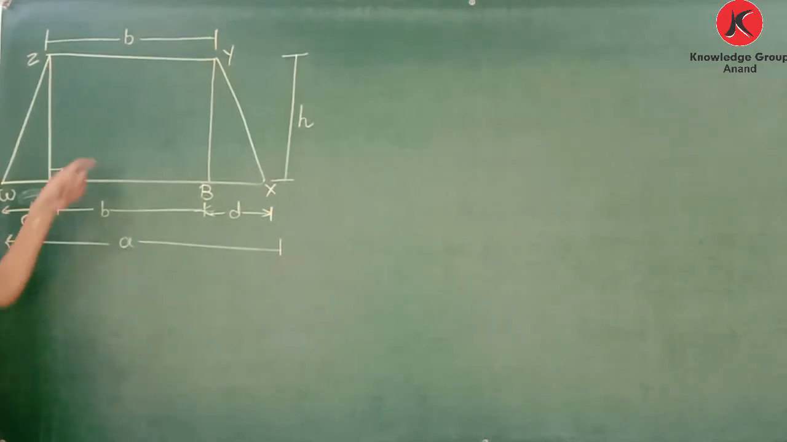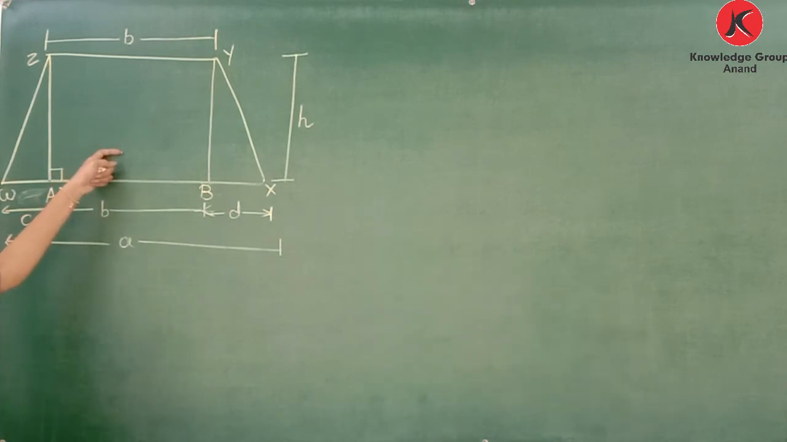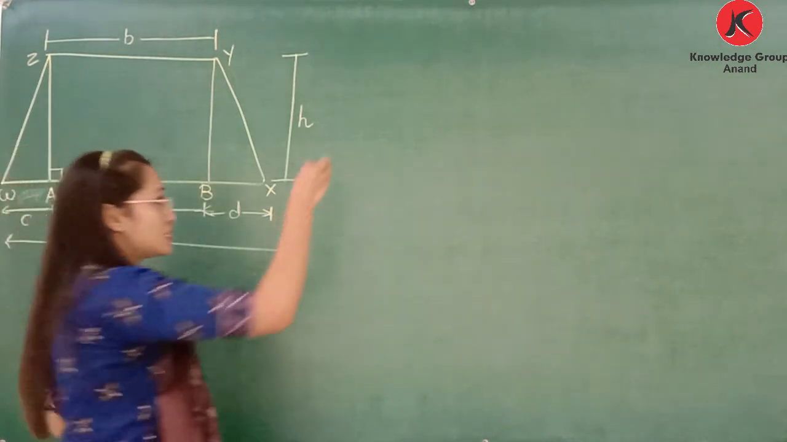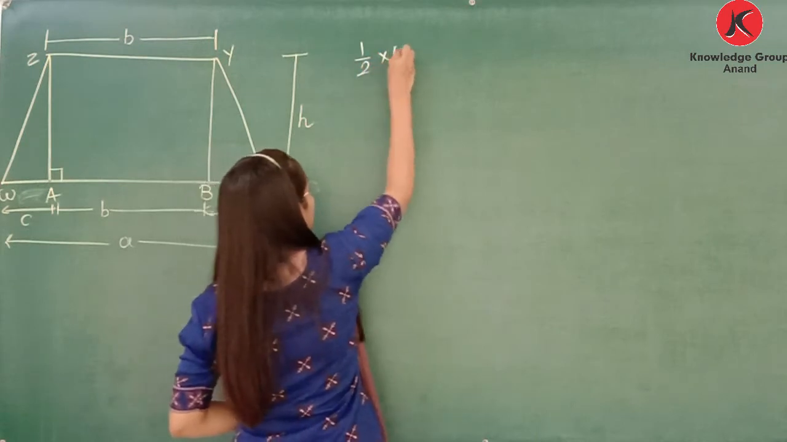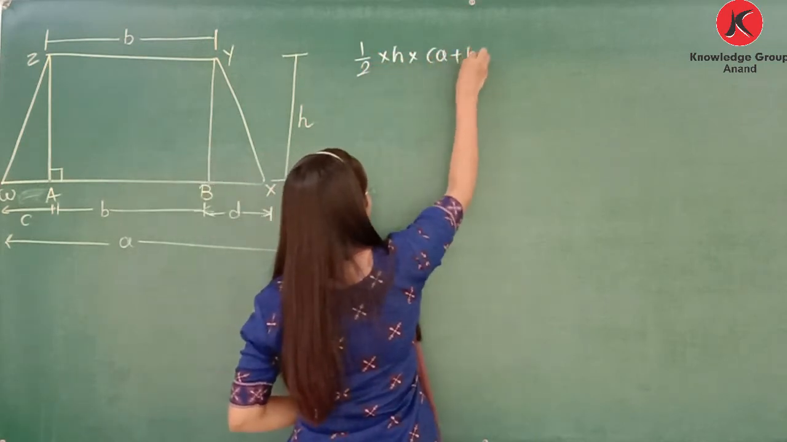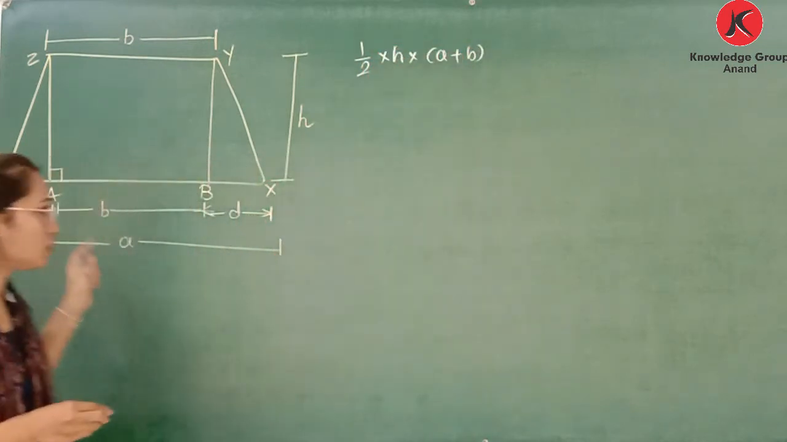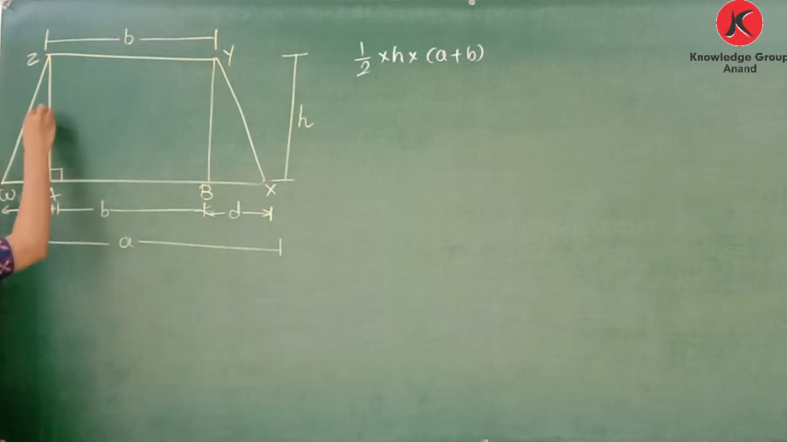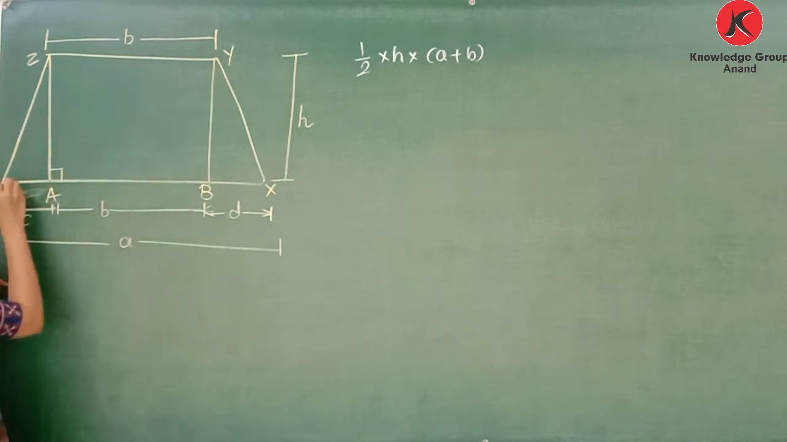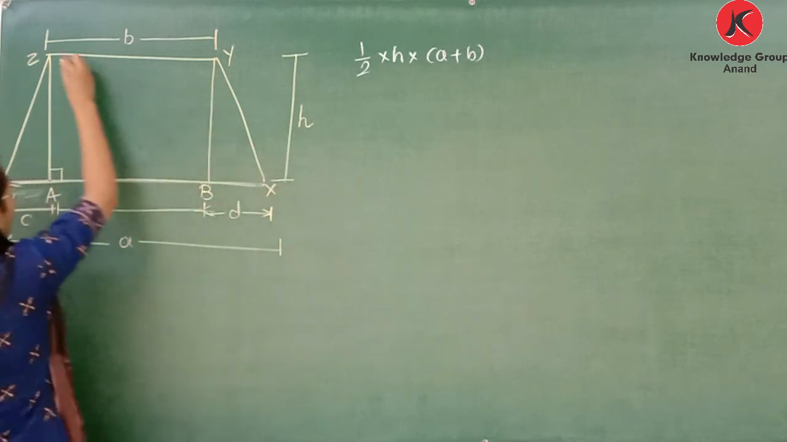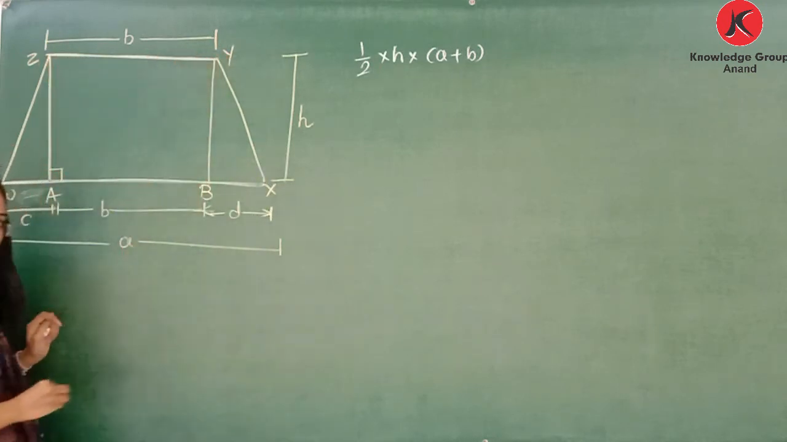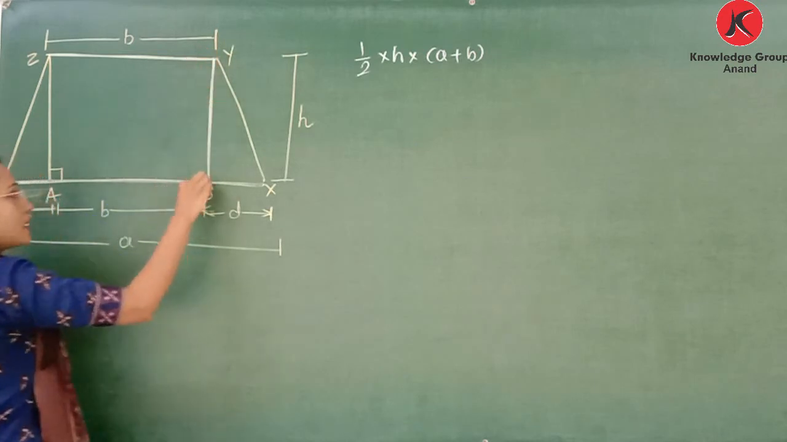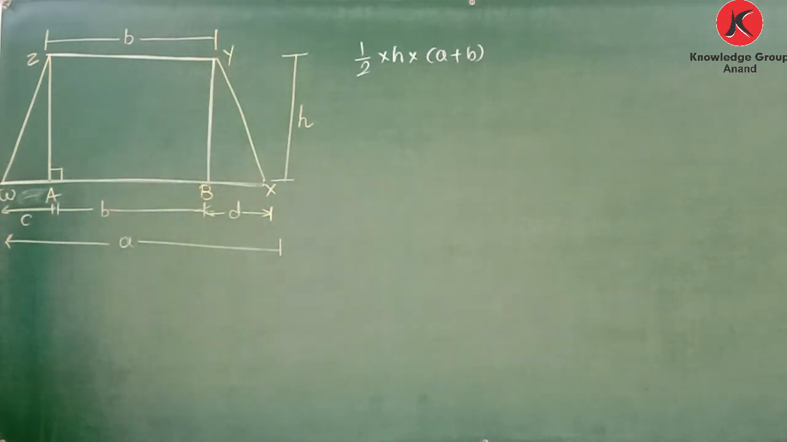Now, if we have this kind of figure, then how can we derive the equation? The equation will remain the same, that is 1 by 2 into height into the sum of parallel sides. But how can we derive it if this kind of trapezium is given? We already saw the previous example. So, let's derive the equation for this kind of trapezium. You can see this is a trapezium in which WX and ZY are the parallel sides. This is the height, the distance between the two parallel sides.